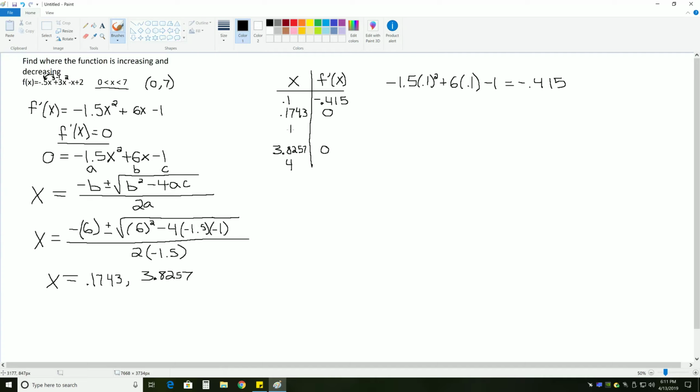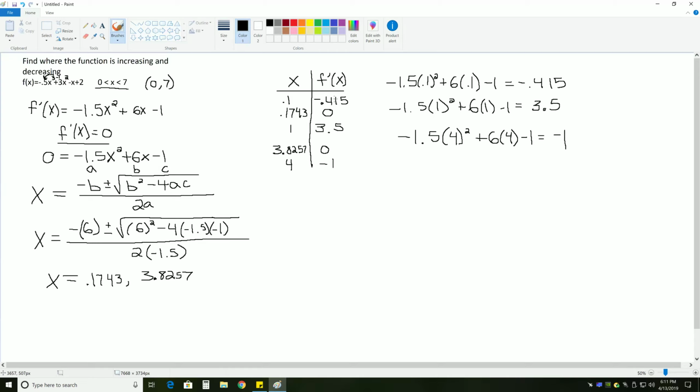And now we'll repeat for this 1 and 4. We have negative 1.5 times 1 squared plus 6 times 1 minus 1, which ends up giving us 3.5. And finally, when we plug in 4, we have negative 1.5 times 4 squared plus 6 times 4 minus 1, which gives us negative 1.